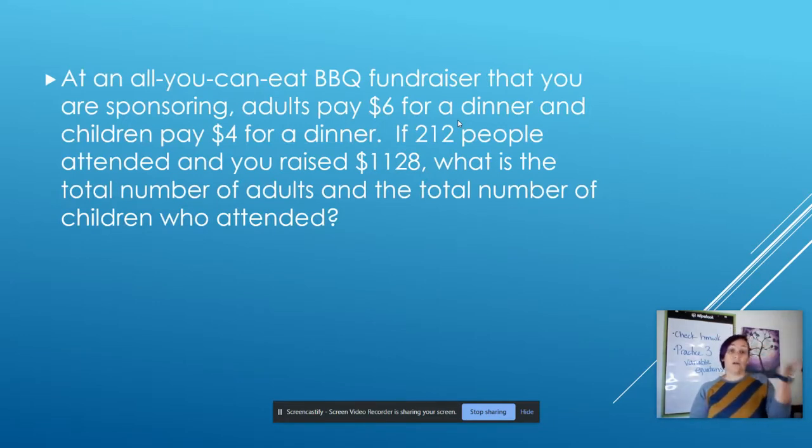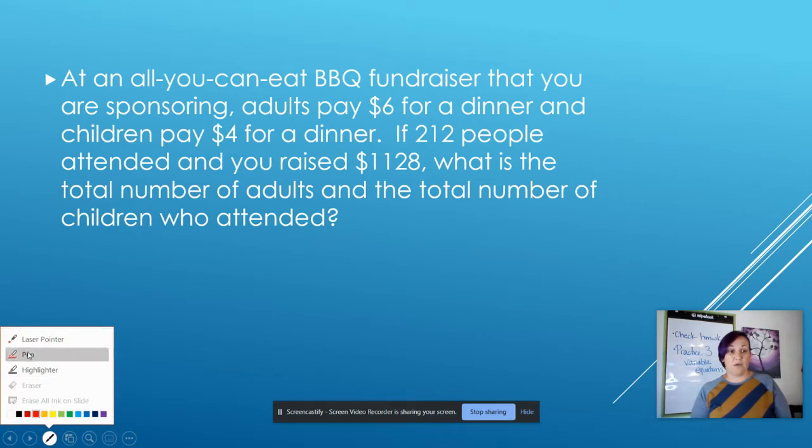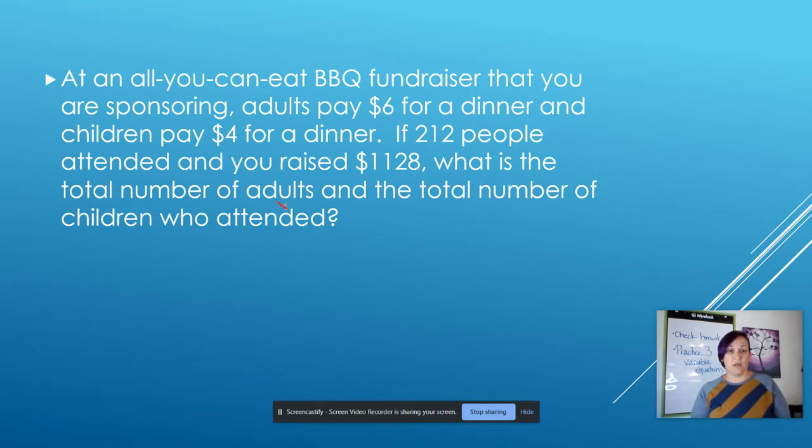So let's take a look at our example, which is on your paper. It says, at an all-you-can-eat barbecue fundraiser that you are sponsoring, adults pay $6 and children pay $4. If 212 people attended and you raised $1,128, what is the total number of adults and what is the total number of children? So again, just make sure that you start by deciding that adults is going to be X and children is going to be Y. So you make sure you have the correct numbers with the correct variables.